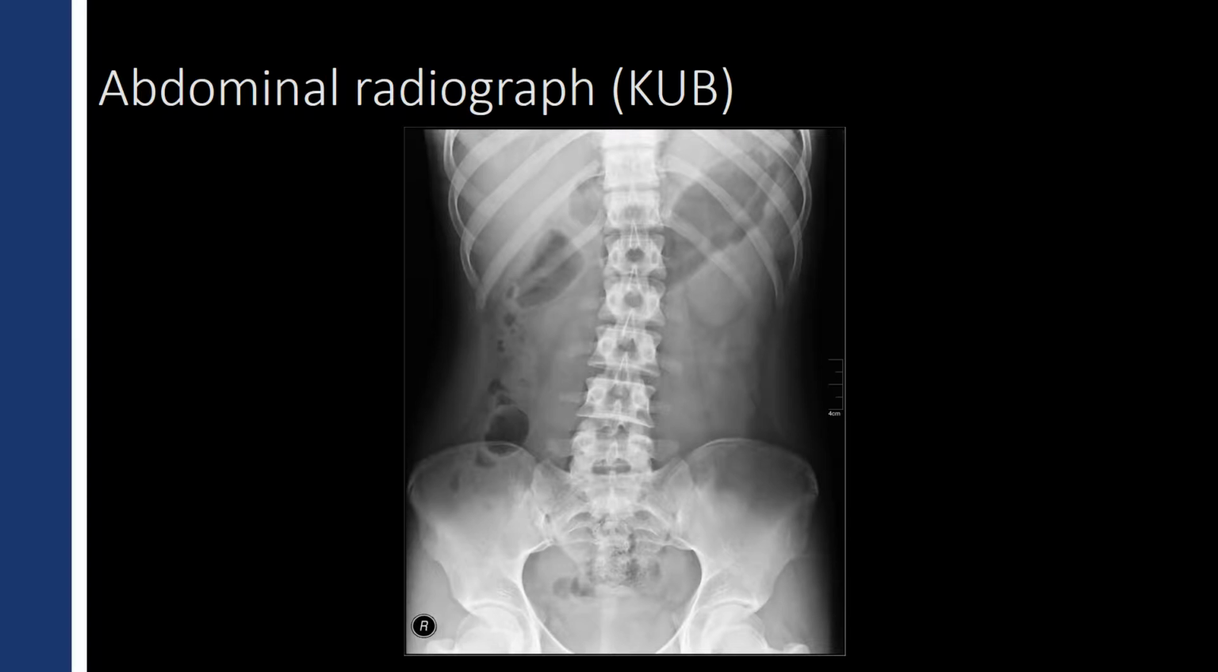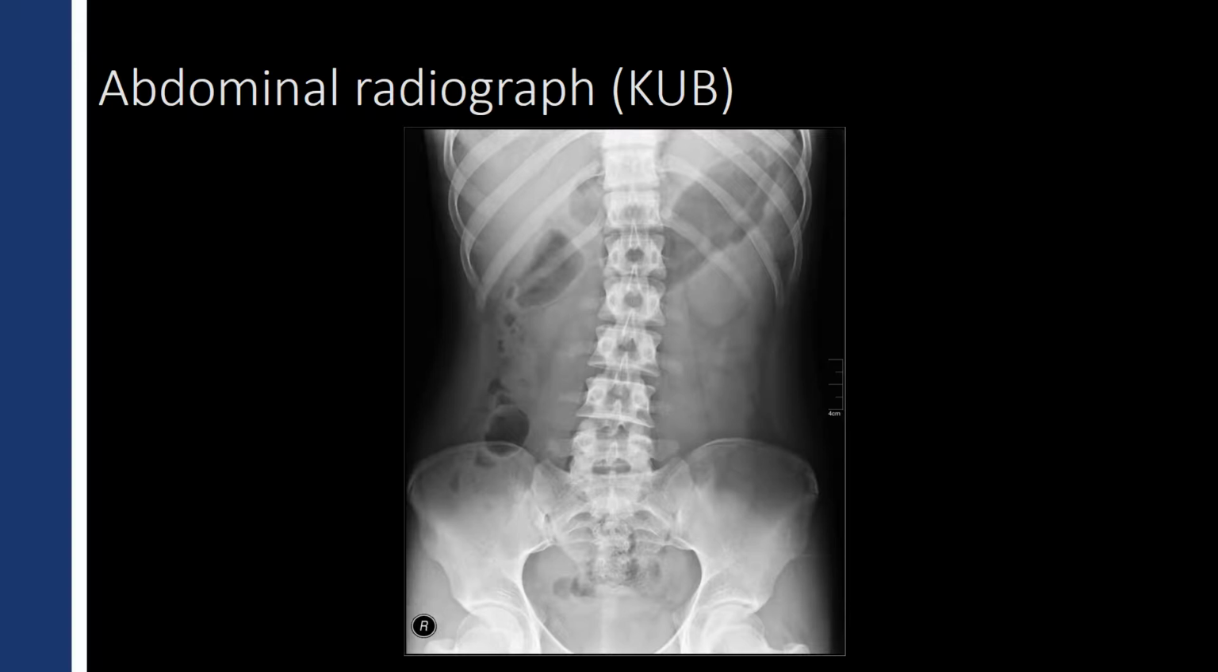Now, the abdominal radiograph is also called a KUB, and you'll hear that from your attendings, probably more than abdominal radiograph. They'll say, let's order a KUB on Mrs. Smith in room 420. And when they say KUB, that means abdominal radiograph. KUB stands for kidneys, ureters, and bladder.